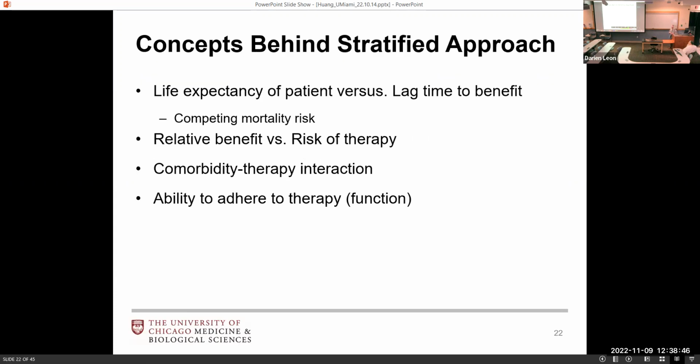Other concepts include relative benefit versus risk of therapy. This is something that we could try to quantify, but we typically do it in a kind of qualitative way with patients. There are actually sometimes specific comorbidity therapy interactions, especially with many of the newer drugs we have. A specific condition triggers the need to use a medication. And a big one in diabetes for older people is this whole idea about their ability to adhere to the therapy. We should not be prescribing something that a patient is unable to deliver. And frequently with older people, we have to consider the social network around them.